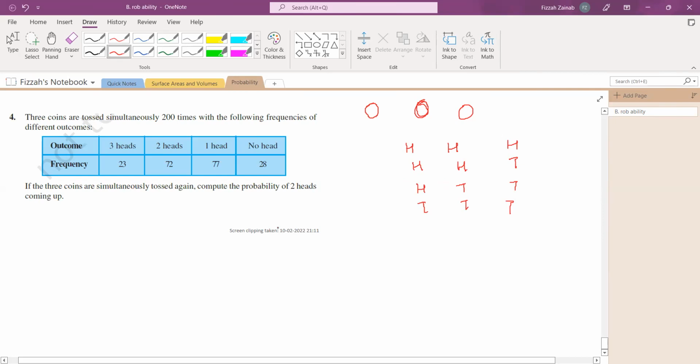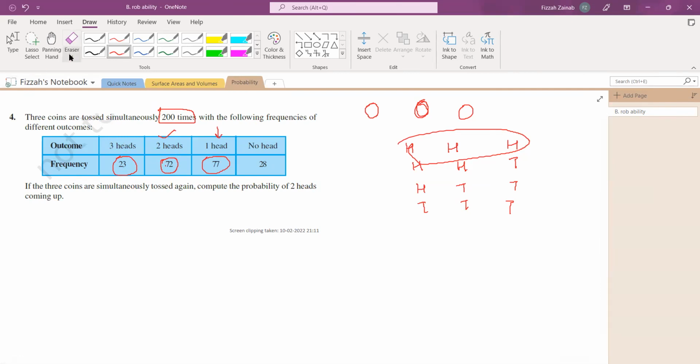Now, in the question, try to understand this table. So the outcome 3 heads means every coin is getting a head, head, head. This case is happening how many times? It is happening 23 times, right? We have tossed 200 times. We have tossed the coins simultaneously, and 23 times all the coins are having 3 heads. Then 72 times it is having 2 heads. 77 times only 1 head is coming, and 28 times no head is coming. That means all tail, tail, tail. Is the table clear, everybody?